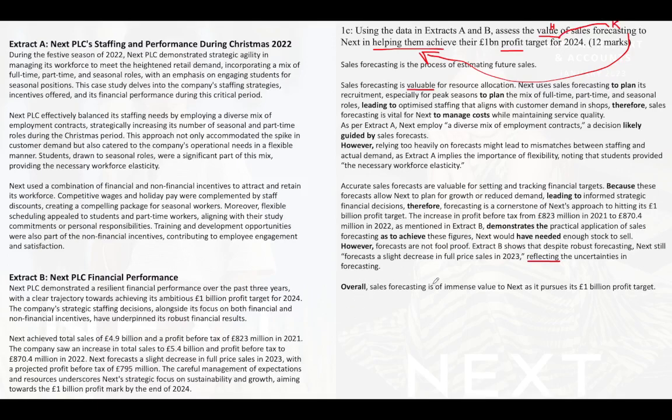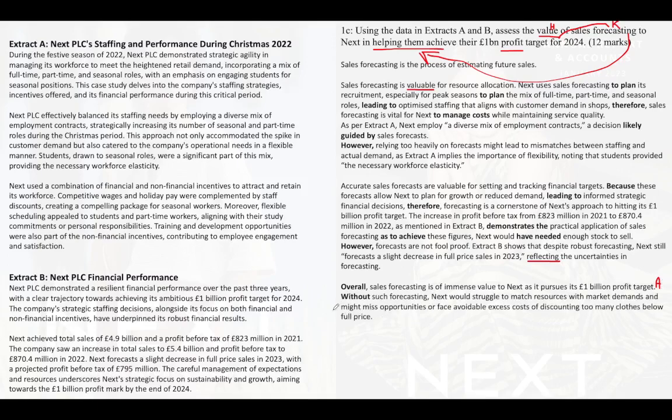Overall, sales forecasting is of immense value, interesting word, but never mind, to Next as it pursues its £1 billion profit target. Okay, so it's answered the question. It's not in context because, we know that the £1 billion profit target is in the question, but at least it answers the question. Let's have a justification.